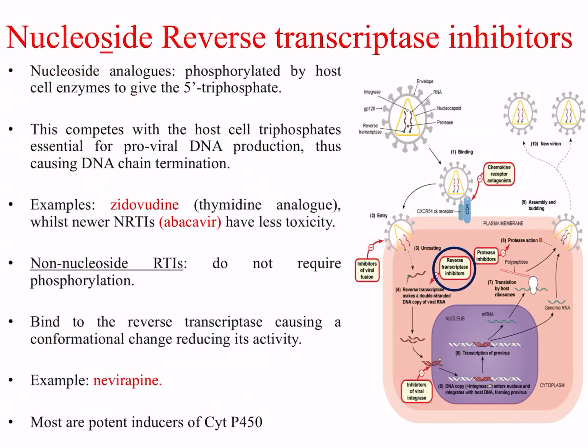The non-nucleoside reverse transcriptase inhibitors do not require phosphorylation. Instead, they bind to the reverse transcriptase, causing a conformational change, reducing its activity. An example includes nevirapine. Most drugs in this family are potent inducers of cytochrome P450, which is an important consideration if other drugs are to be used in combination.